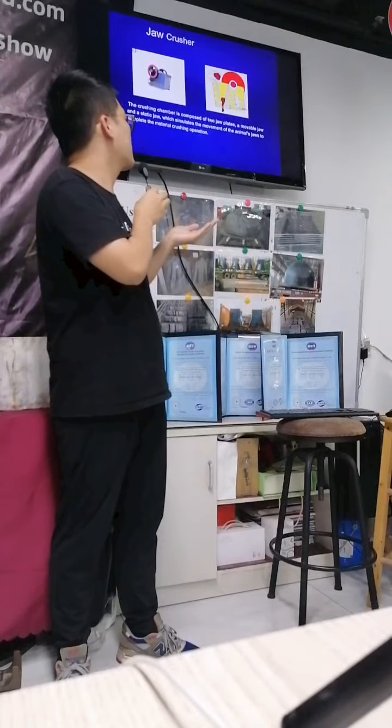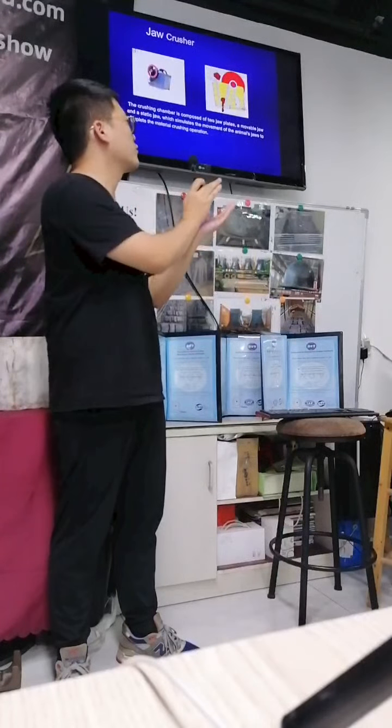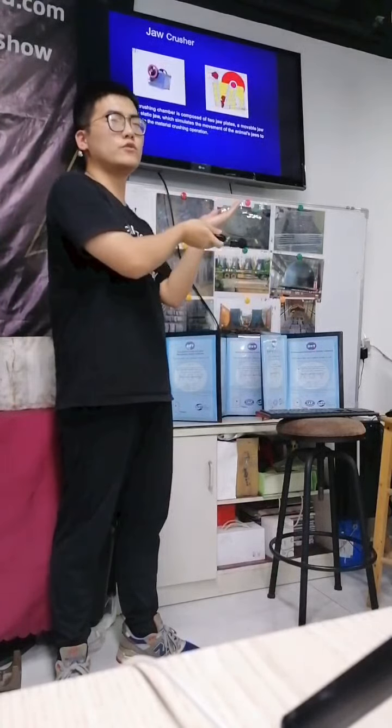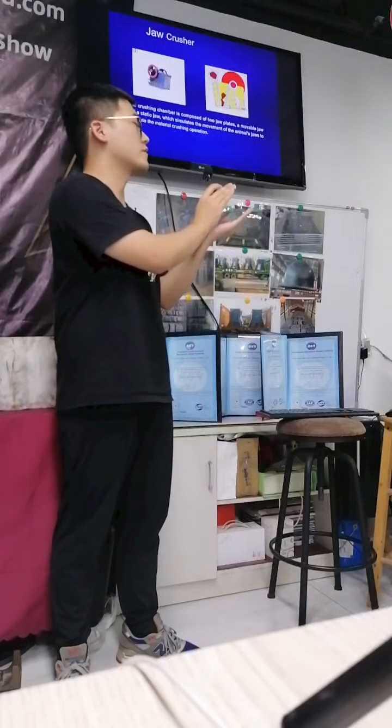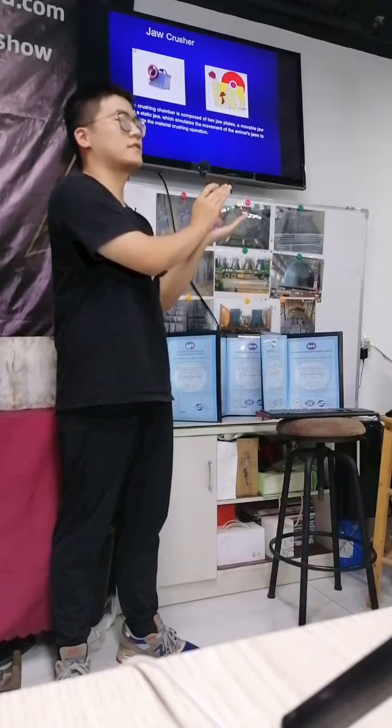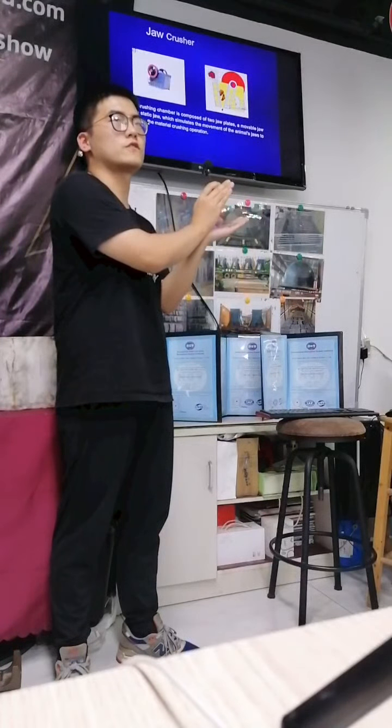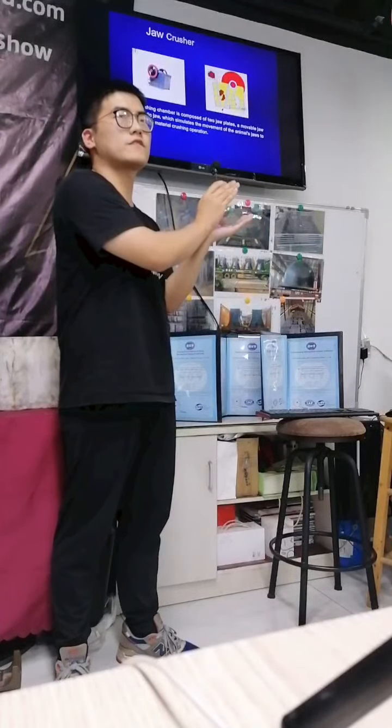As you see in the photos, it shows our jaw crusher. The crushing chamber is composed of two jaw plates, a movable jaw and a static jaw, which simulates the movement of animals' jaws. The material crushing operation will be completed.